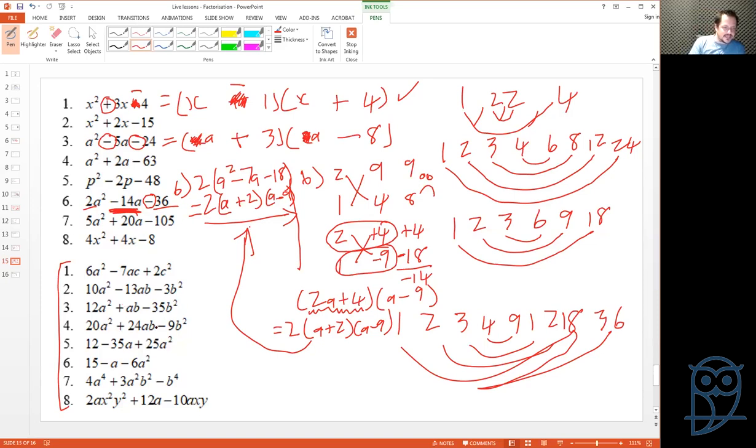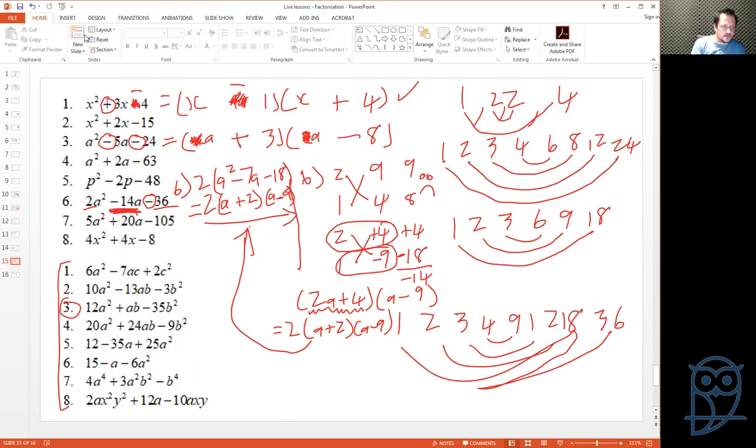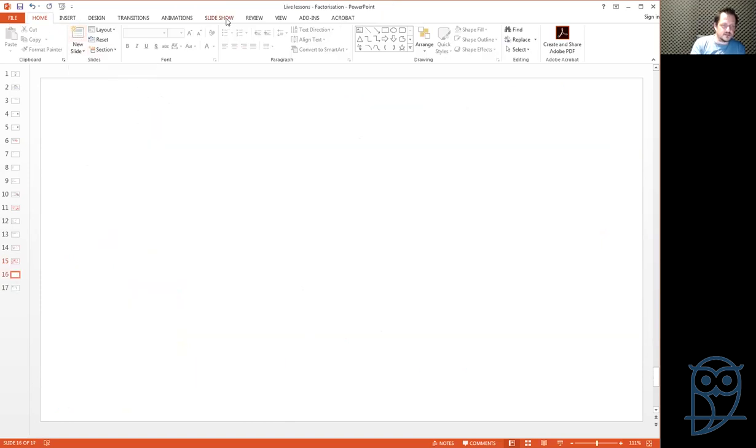So let us have a look at one that's slightly more complicated, because then I can give you some options here. All right, I am liking that one. So I'm going to do number 3 with you. So 12a squared minus ab minus 35b squared.